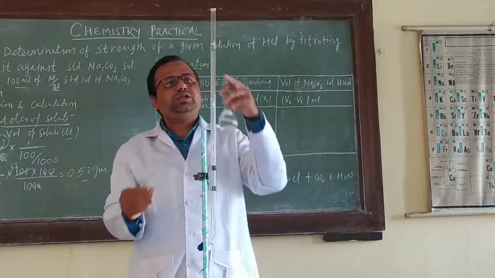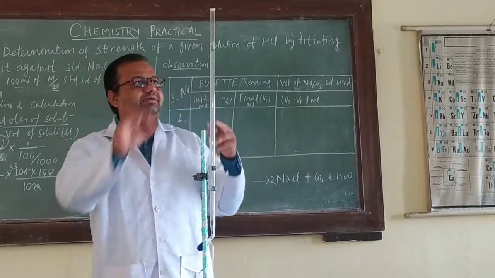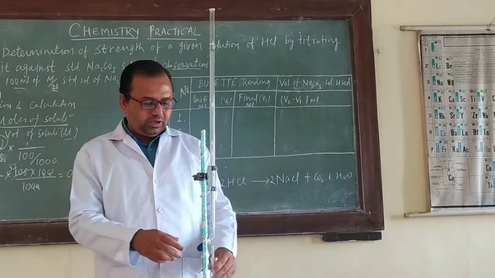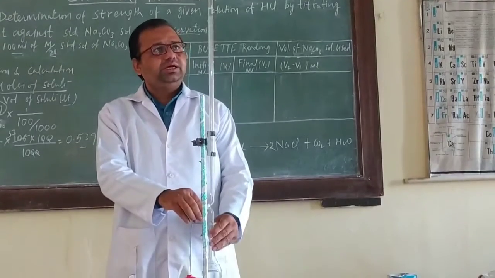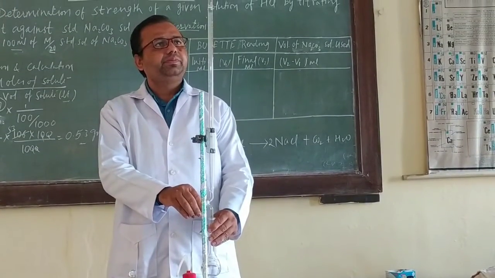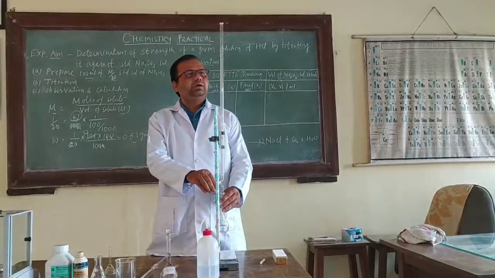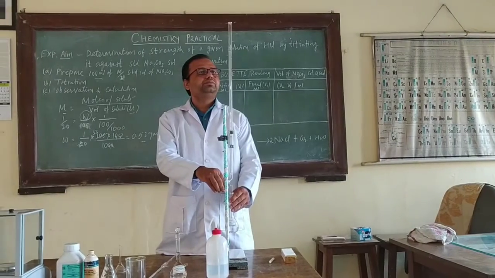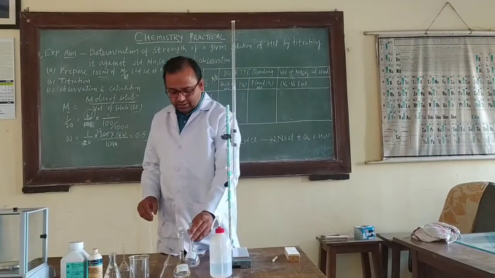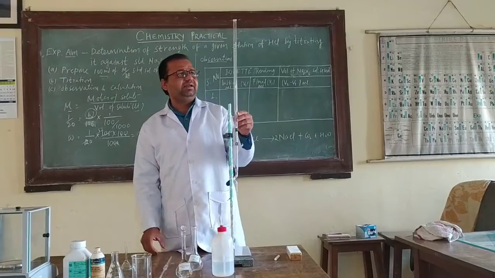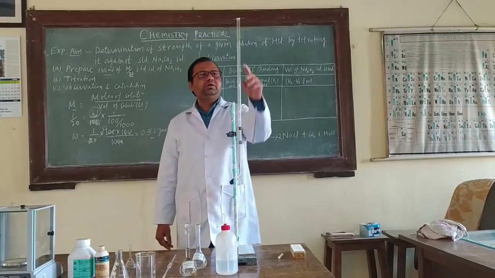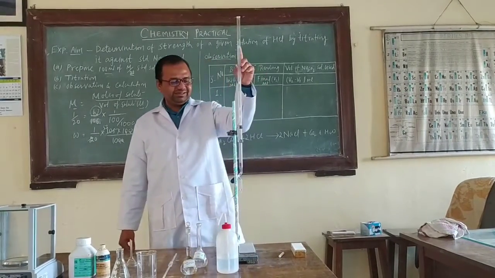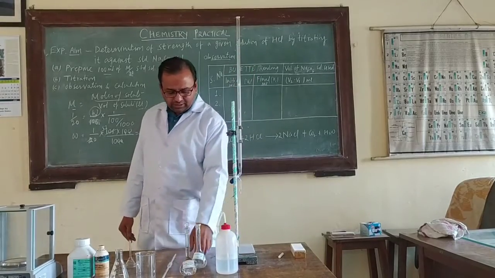Now we add the solution above the 0 mark. So we take some extra solution and now we drain out the extra solution. And we see the lower meniscus because it is a colorless solution, and for a colored solution we see the upper meniscus. So this is the 0 reading and this is the 50 reading.